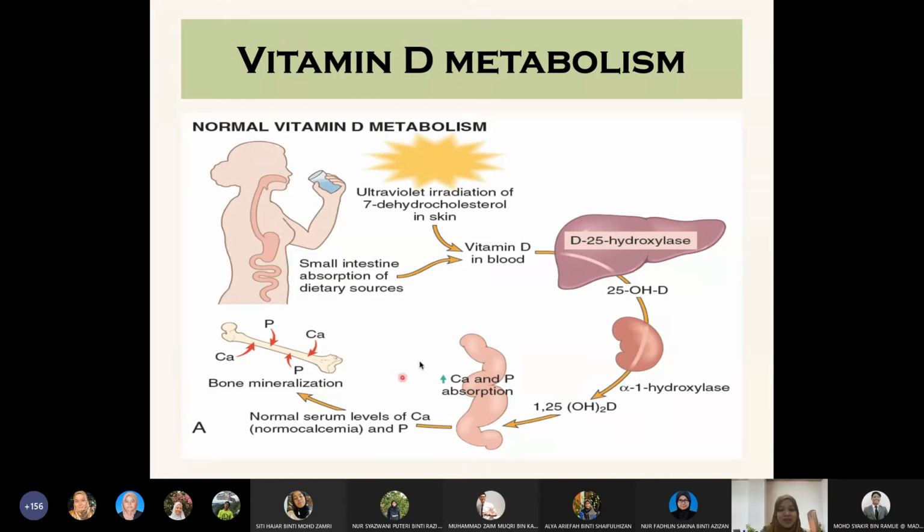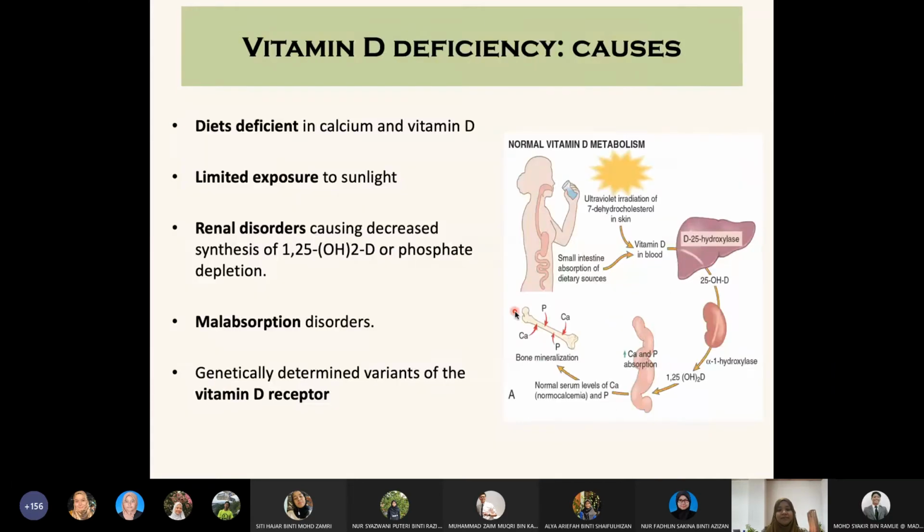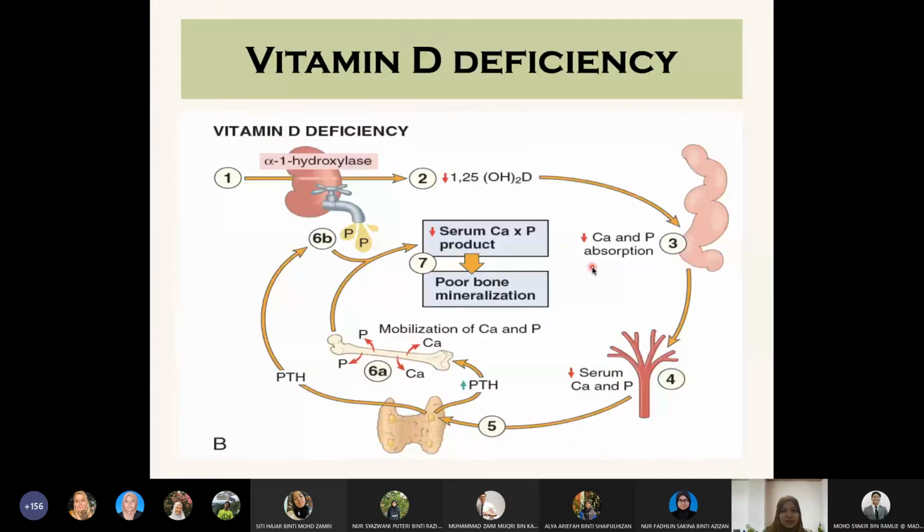So what happened in rickets and osteomalacia? They are having inadequate vitamin D. So if you remember the metabolism, if I ask you the causes, you can immediately mention the causes of vitamin D deficiency. That is deficient in diet, limited exposure to the sunlight, if they have renal disorder, even liver disorder, if they have malabsorption disorder, or if they have genetically determined variants of vitamin D receptors. All these are the causes of vitamin D deficiency. All these diagrams are from your Robbins, yeah?